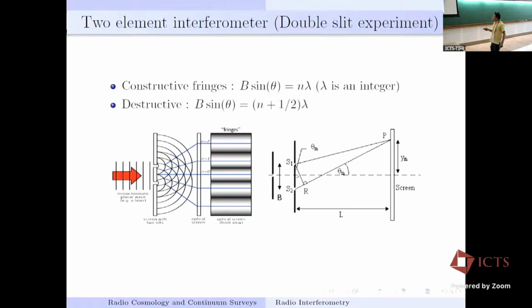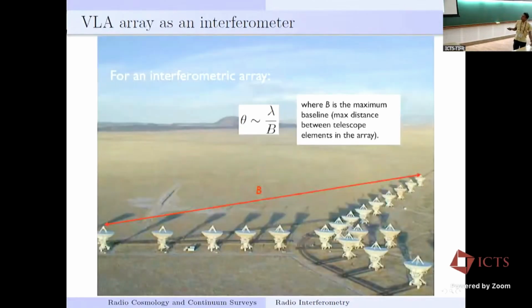Now, does it make sense? Look at this theta, lambda by b, right? What is b? b is basically the distance between two slits or two elements, right? If these two are closer, this b is small, and your resolution is small.